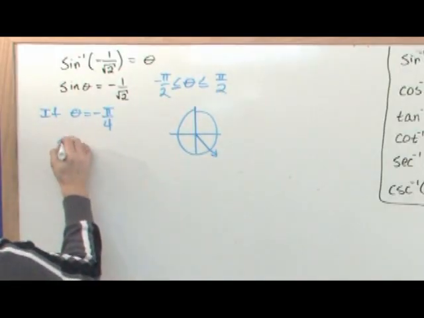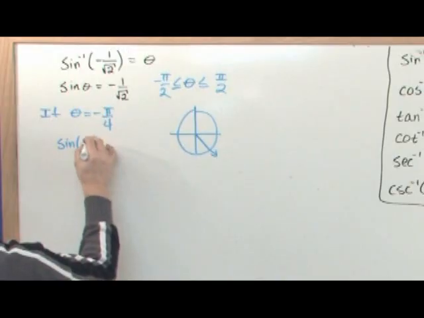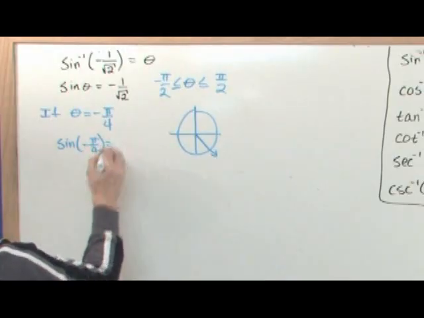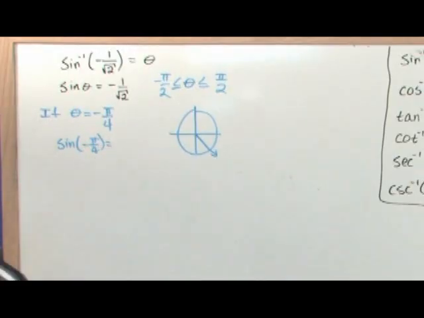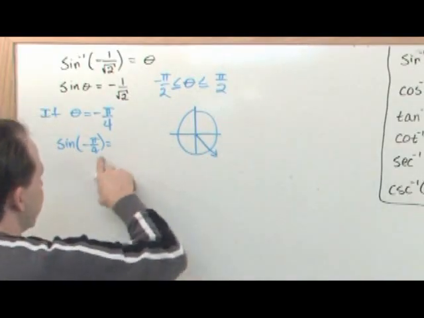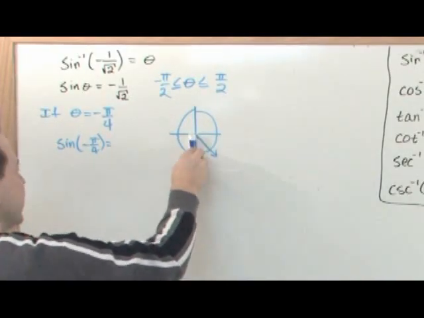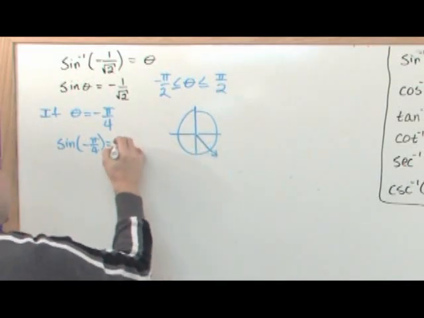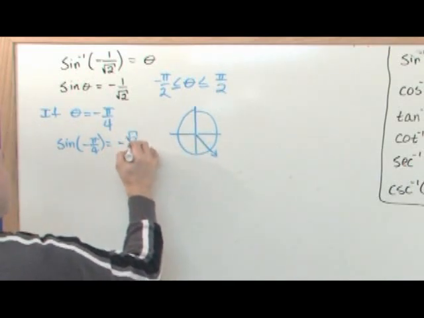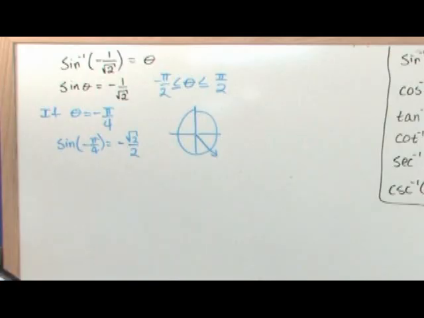Well, the sine of negative pi divided by 4, what is going to happen here? At this angle, which is like negative 45 degrees, the projection along the y-axis is negative down here, so it's going to be negative square root of 2 over 2. Negative square root of 2 over 2.